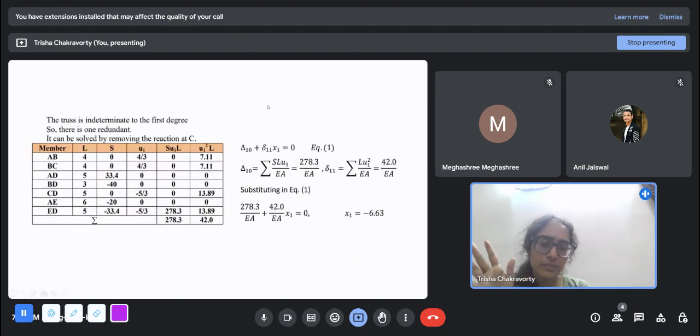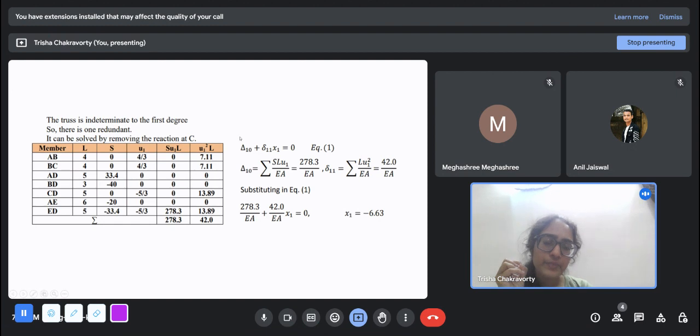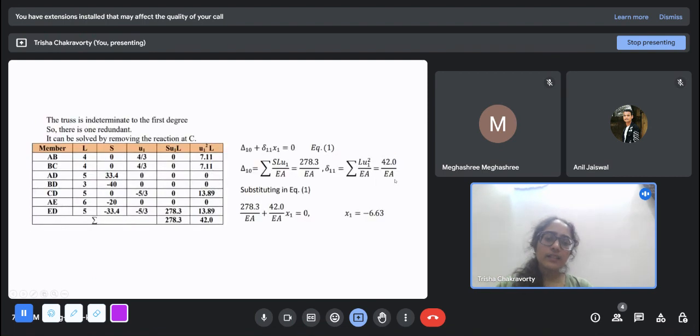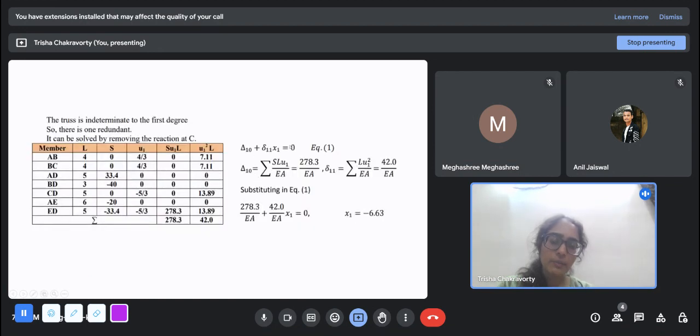Why are we using this formula? Since this support cannot be displaced, there is displacement in the primary truss at point C. That is this part. This delta 10 is the displacement of point C in the primary truss, and this delta 11 is the displacement of this point due to this unit loading. But there is not going to be a unit loading here necessarily, right? There will be some RC that is unknown to us. So RC into this delta 11 plus this capital delta 10 has to be 0 according to compatibility conditions.